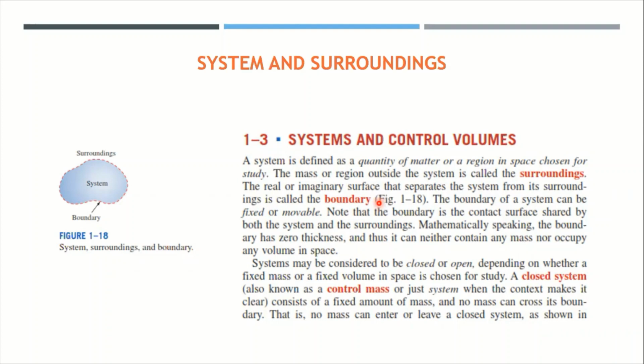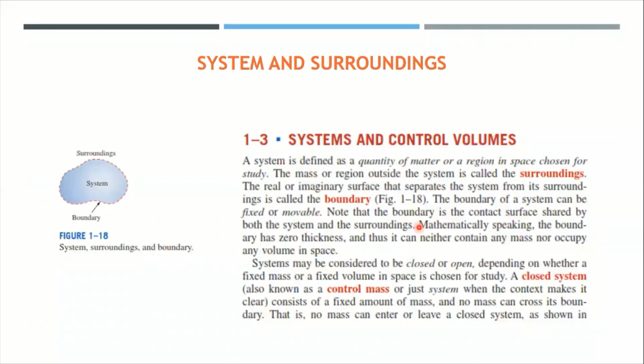So a quantity of matter or region in space which is chosen for study is called a system. Beyond that system, everything we call surroundings. The mass or region outside the system we call surroundings. This system and surroundings are separated by a real or imaginary surface we call a boundary. The boundary of the system can be fixed or movable. Please note the boundary is the contact surface shared by both the system and the surroundings.